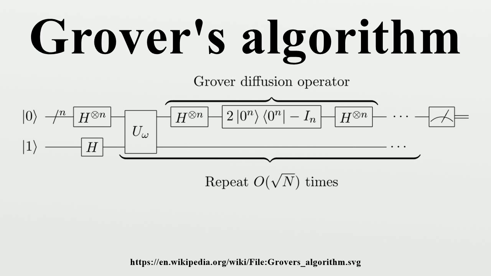Setup. Consider an unsorted database with N entries. The algorithm requires an N-dimensional state space H, which can be supplied by n equals log2 N qubits. Consider the problem of determining the index of the database entry which satisfies some search criterion. Let f be the function which maps database entries to 0 or 1, where f(ω) equals 1 if and only if ω satisfies the search criterion. We are provided with access to a subroutine in the form of a unitary operator, U_ω, which acts as follows. Our goal is to identify the index ω.